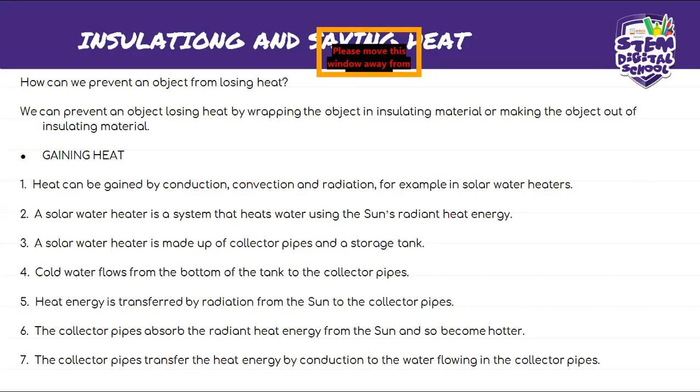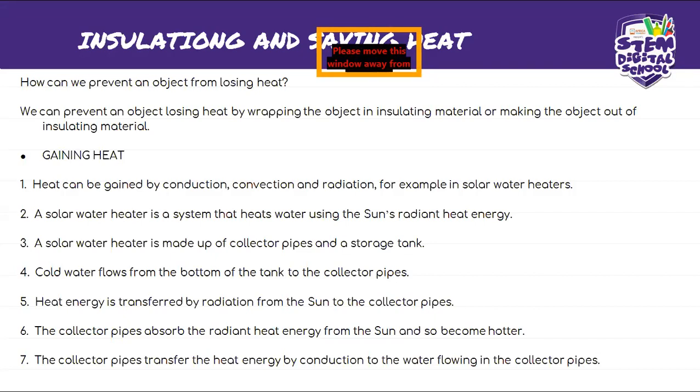For example, in solar water heaters, a solar water heater is a system that heats water using the sun's radiant heat energy. A solar water heater is made up of collector pipes and a storage tank. I repeat, a solar water heater is made up of collector pipes and a storage tank.